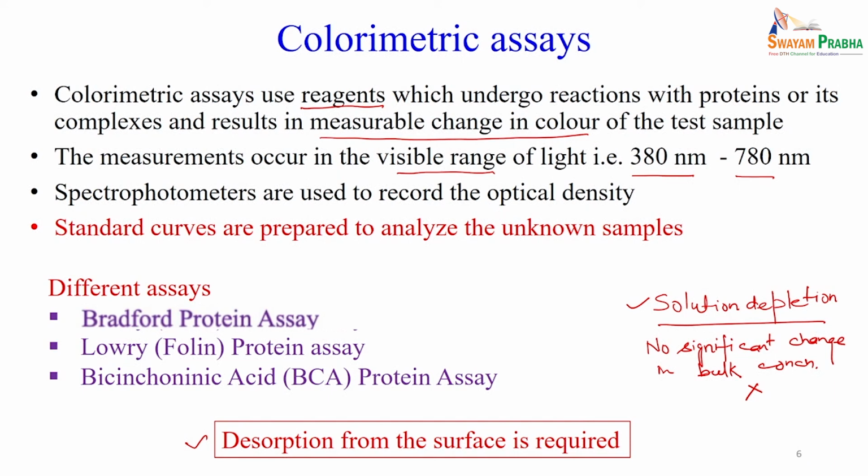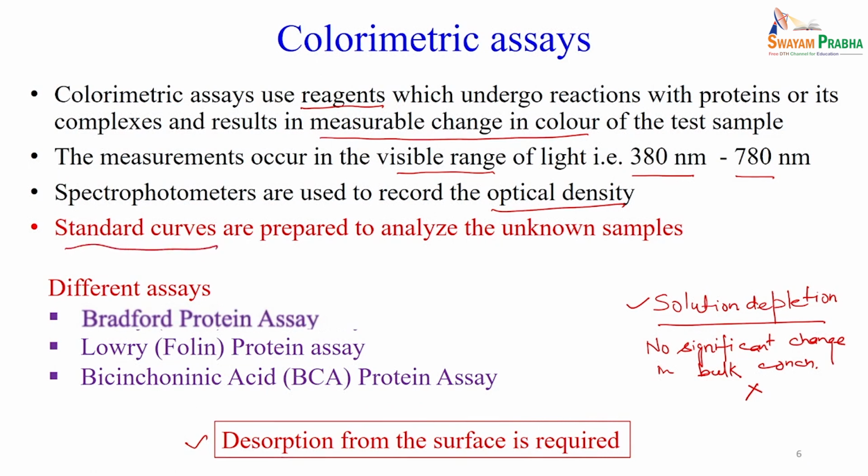So, if you want to use the colorimetric method, then we will have some unknown quantity, we will have some value of optical density, but how to calculate the concentration? For that we need to prepare a standard curve.